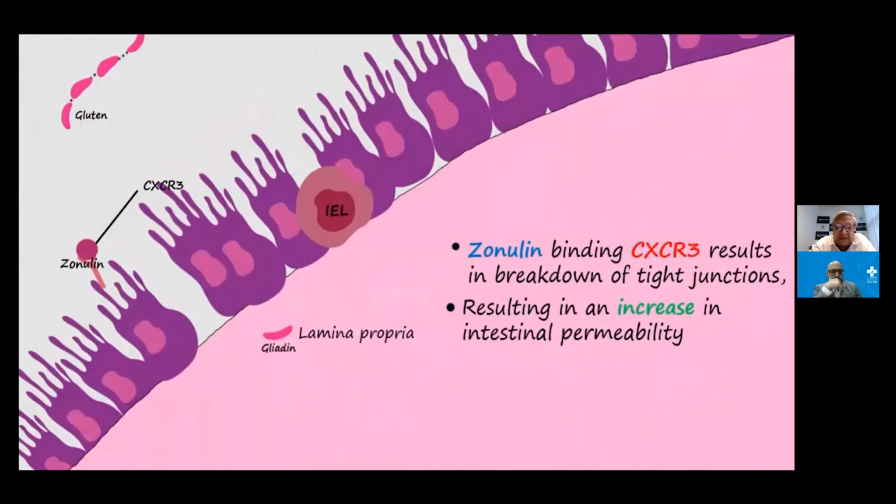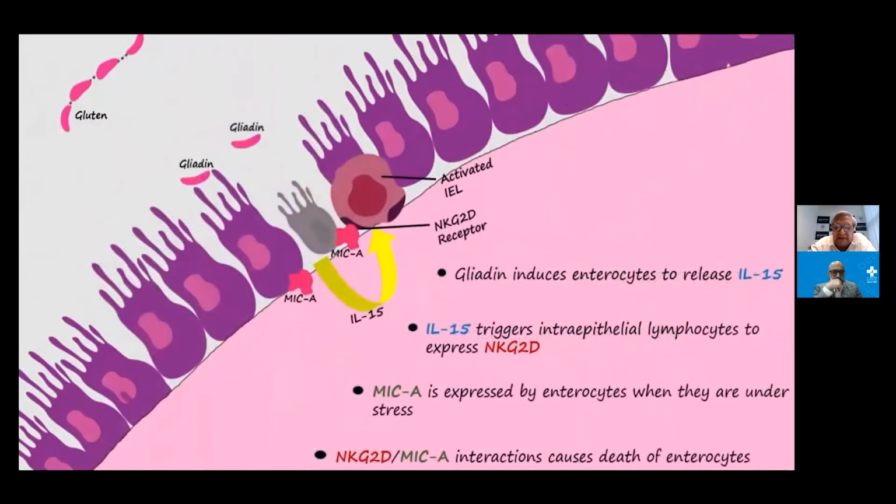Gliadin also induces enterocytes in the small intestine to release IL-15. IL-15 triggers the proliferation of intraepithelial lymphocytes, abbreviated here as IEL. When these intraepithelial lymphocytes become activated, they begin to express NKG2D receptors. The ligand for NKG2D receptors is MICA, which is expressed on the surface of enterocytes. MICA is expressed by enterocytes under conditions of stress. NKG2D MICA engagement will trigger IEL to kill enterocytes by releasing enzymes to bring about cell lysis.